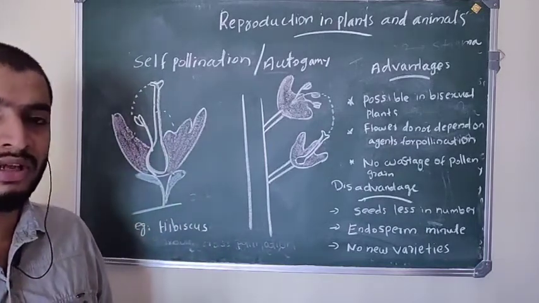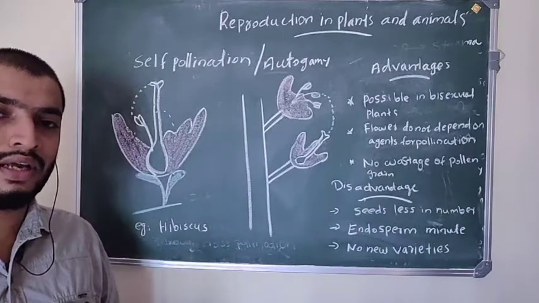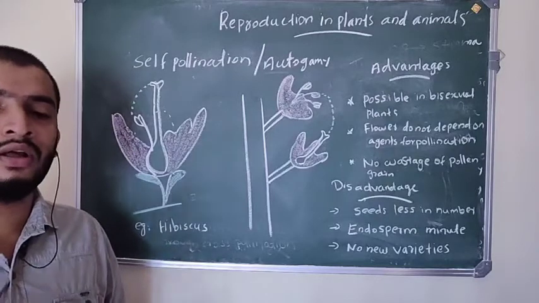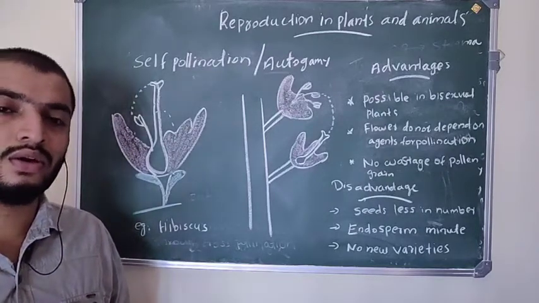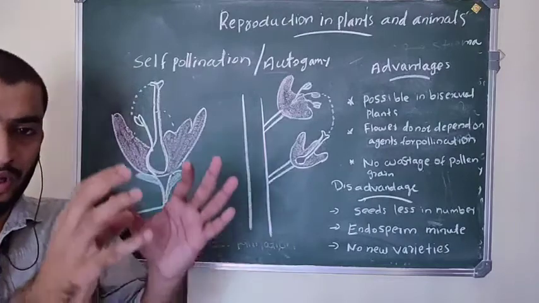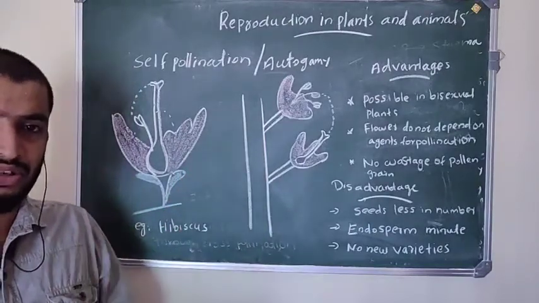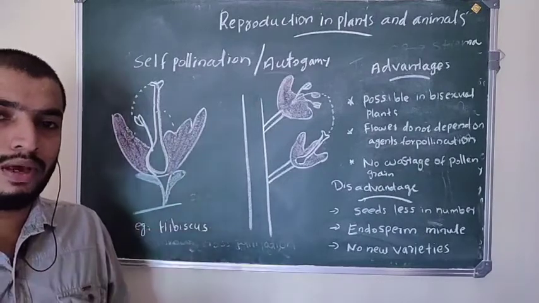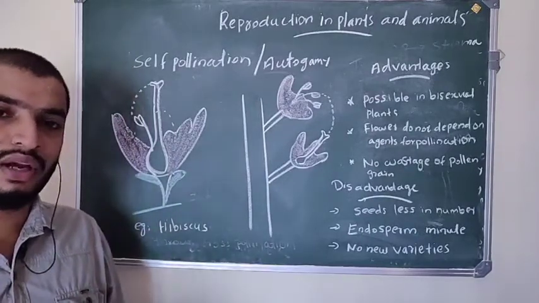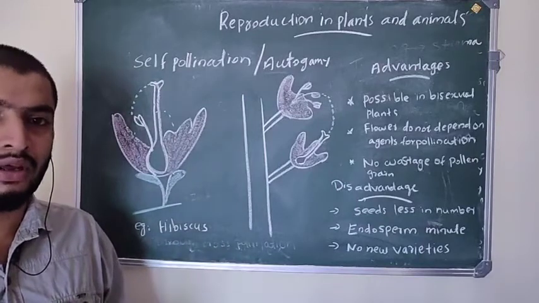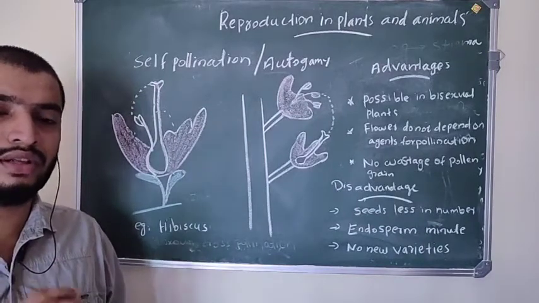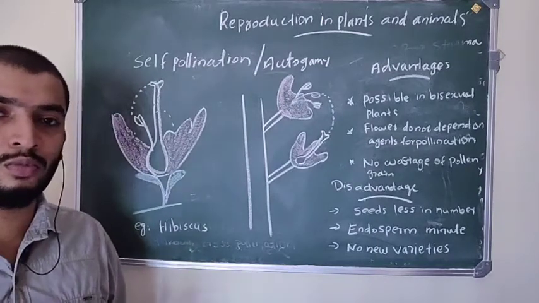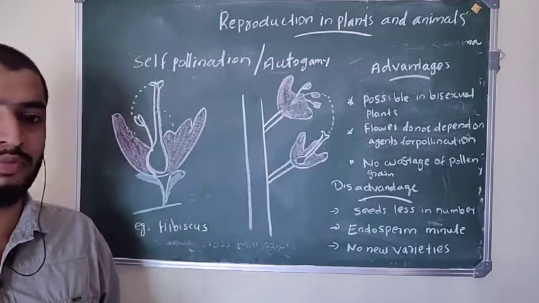Bisexual flower means the androecium, the male part, and the gynoecium, the female part, are present on the same flower. Those flowers are called bisexual flowers. If one plant bears bisexual flowers, that is a bisexual plant. Or one plant which bears male flowers and also female flowers is also a bisexual plant. So in bisexual plants you can see self-pollination, but you cannot see cross-pollination.